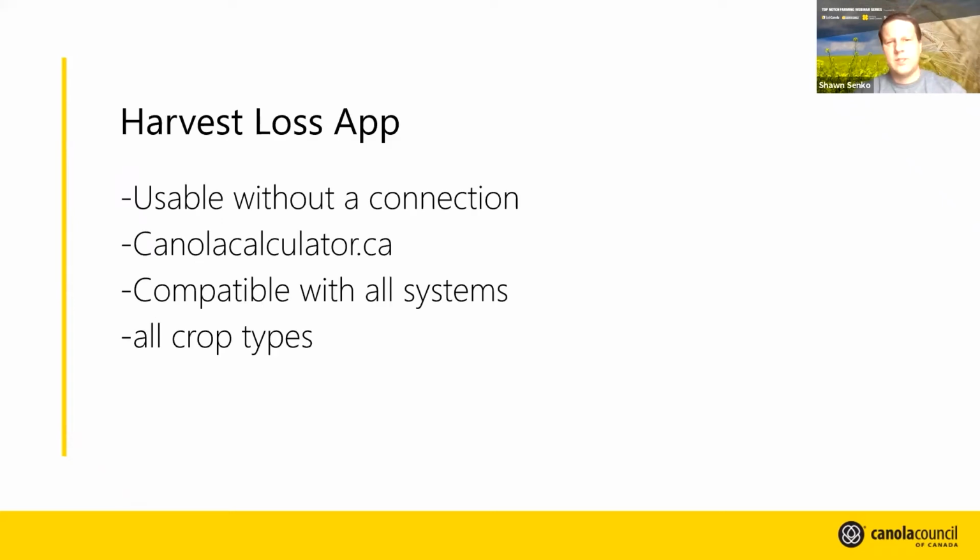So what we're going to touch on mostly today is measuring those losses in the field. I'm going to go through some examples on the newly produced Harvest Loss app. One of the things we were looking at with this was making it usable without a connection. So once you've downloaded it once and used it on whatever device you're using, it should be good for the season. It can depend on if your device does a cache clearing every so often, but it should be good for some time without a connection.